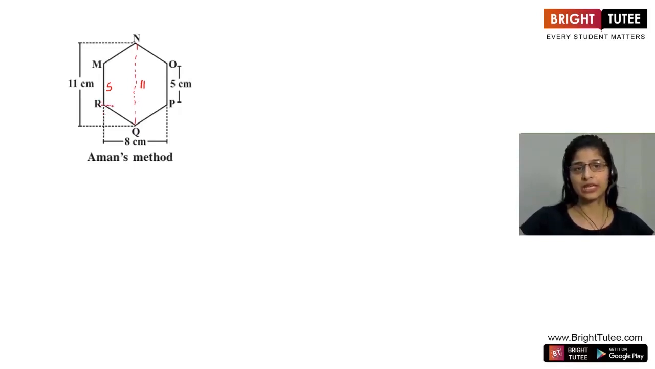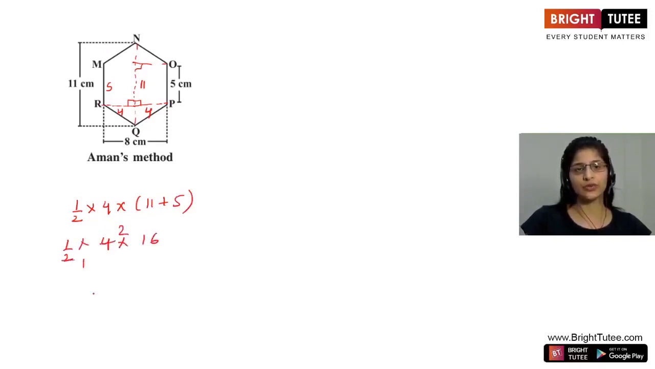Suppose this is the height of the trapezium. Also this will be the height of the other trapezium. The complete side is given as 8. Because this is a regular hexagon, it will be divided into 4 and 4. Now we can find out the area of the trapezium. For the first trapezium, it will be half into height 4, into the sum of parallel sides, that is 11 plus 5. So half into 4 into 16, 2 1s are 2, 2 2s are 4, we get 32.